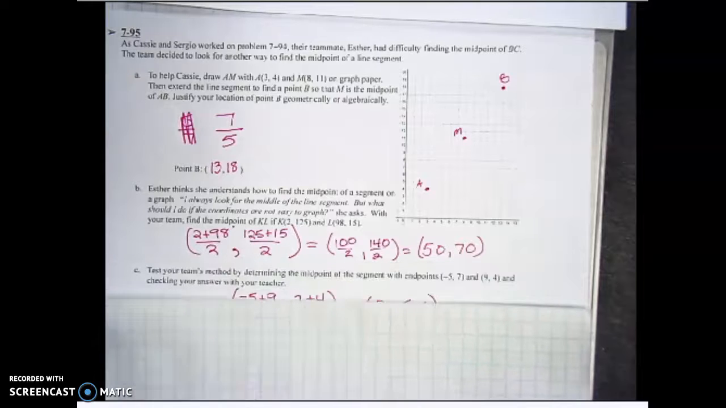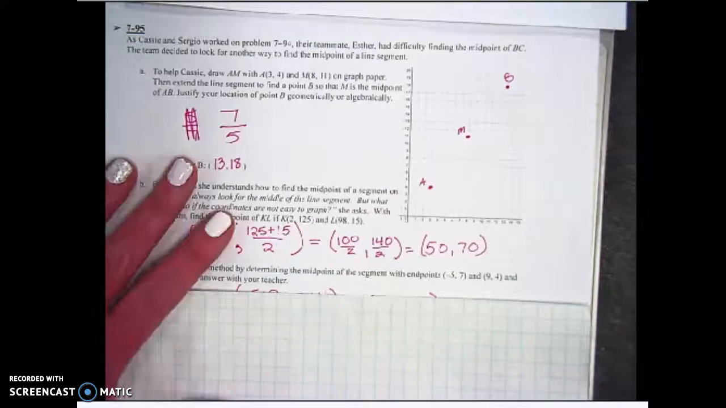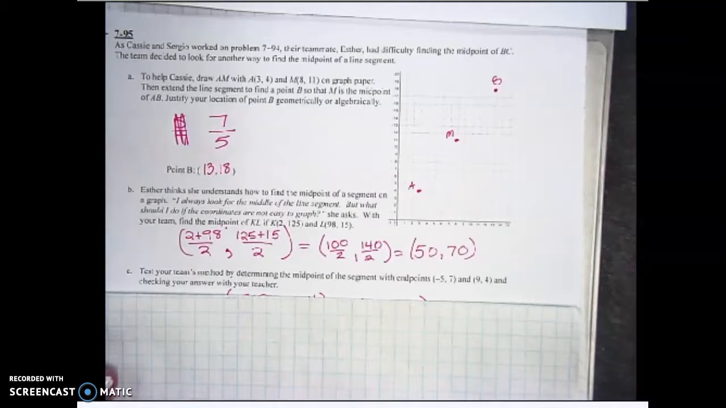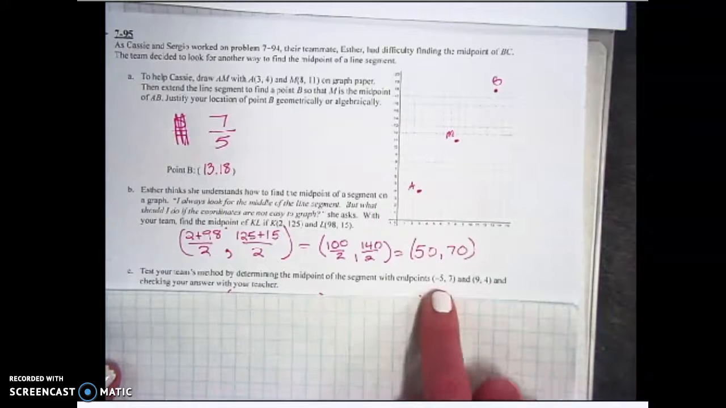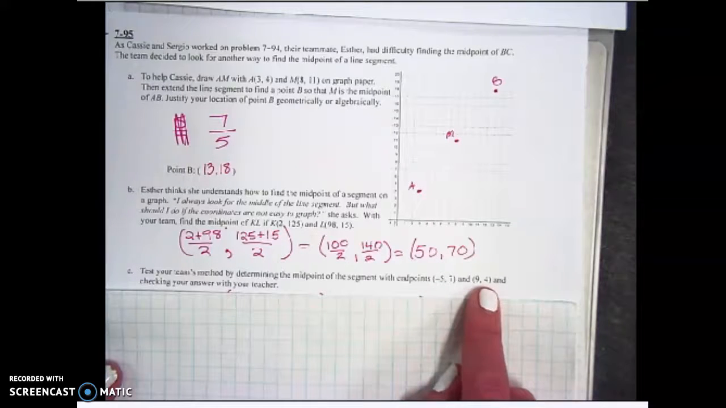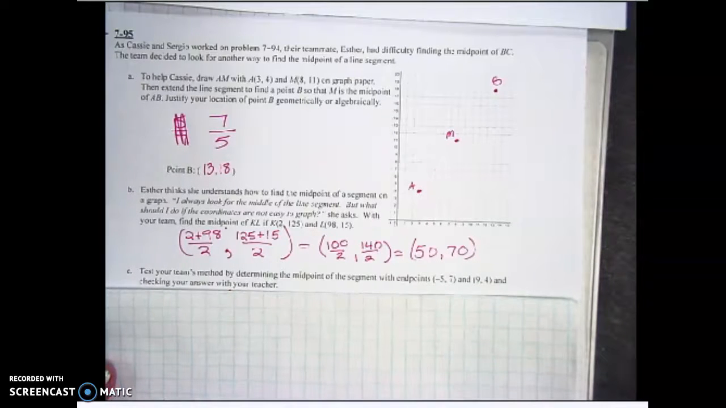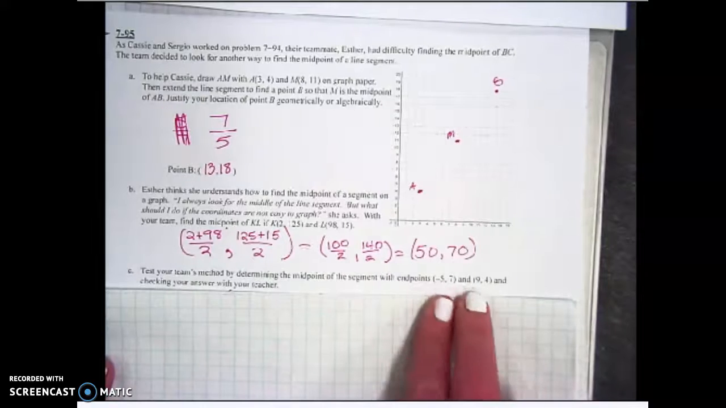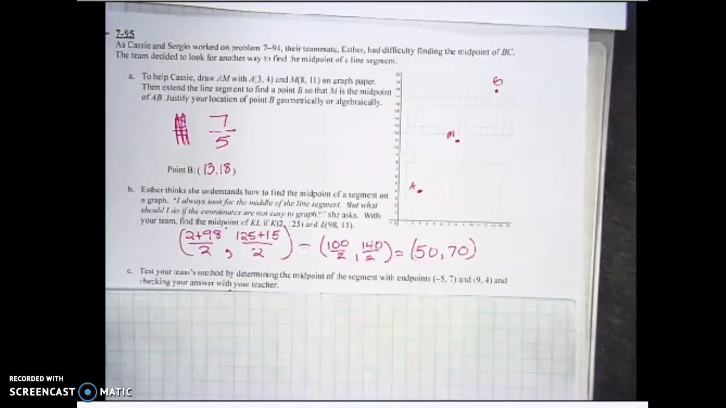And the last question, question C, says test your team's method by determining the midpoint of the segment with endpoints -5, 7 and 9, 4. And then check your answers with your teacher. So on your own, I want you to do this last one, and then I'm going to come around and check your answer.